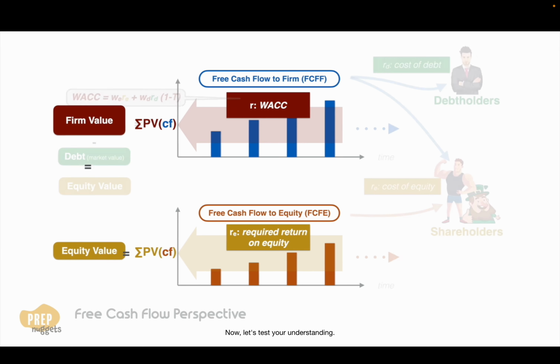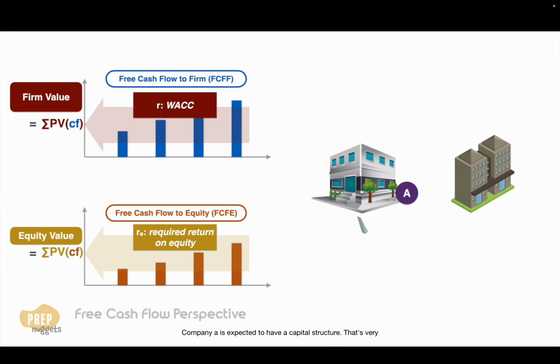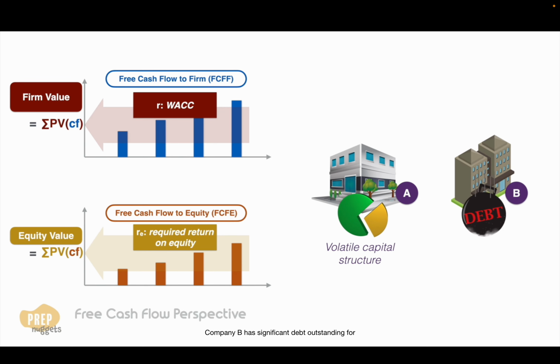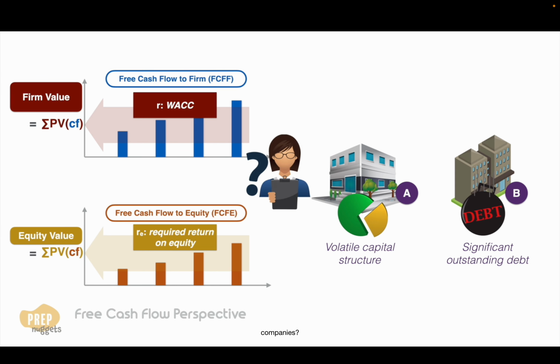Now let's test your understanding. Company A is expected to have a capital structure that's very volatile going forward. Company B has significant debt outstanding for the foreseeable future. Which valuation method is more suitable for both companies? Pause the video now and ponder over it.